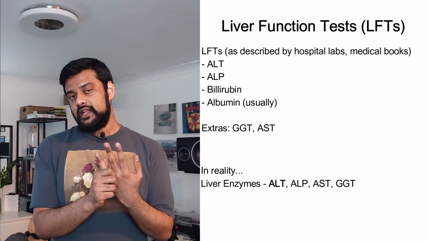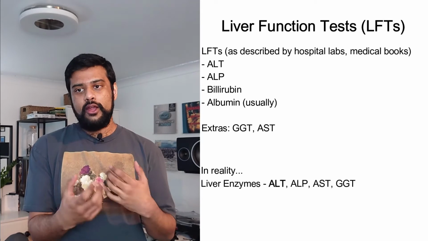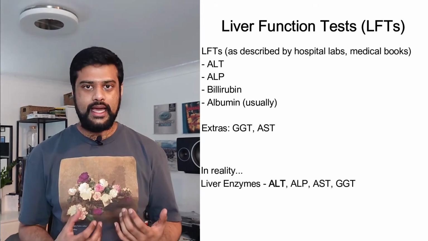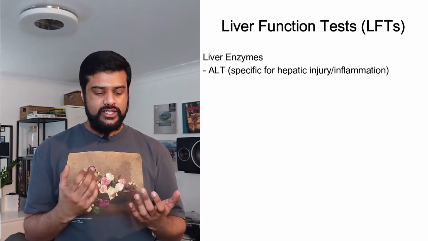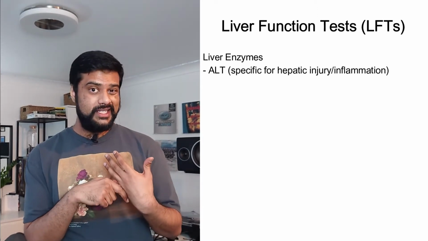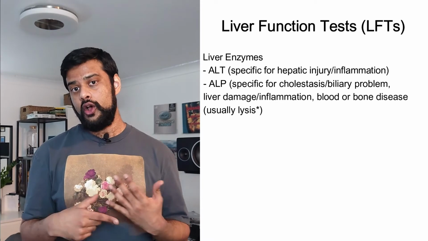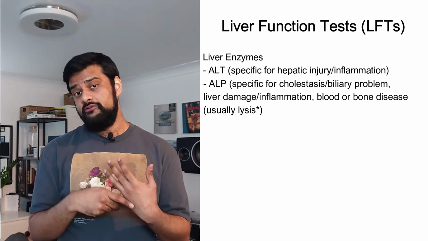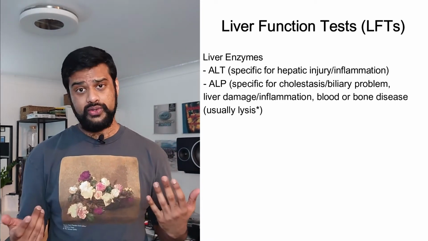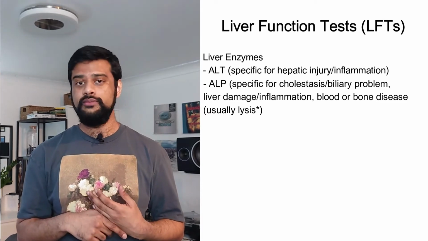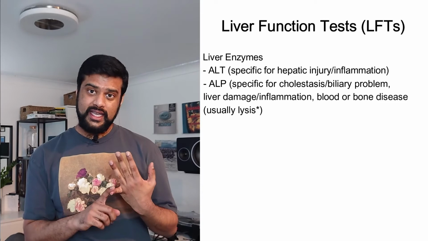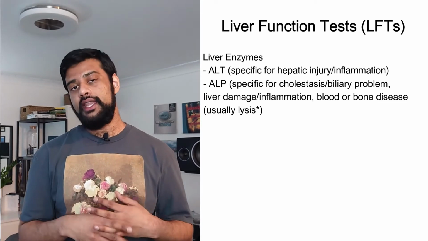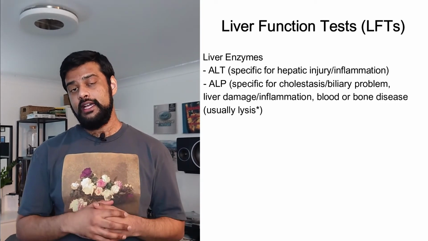You would then use things like a gamma GT or an ALP or an AST to narrow it down. If someone has a high ALP, for example, that's broadly due to things like a cholestatic problem, whereby there's an obstruction of bile. That could be due to a gallstone or a cancer, for example. ALP can also go up if there is hemolysis or bony lysis. That can also cause a rise in ALP.